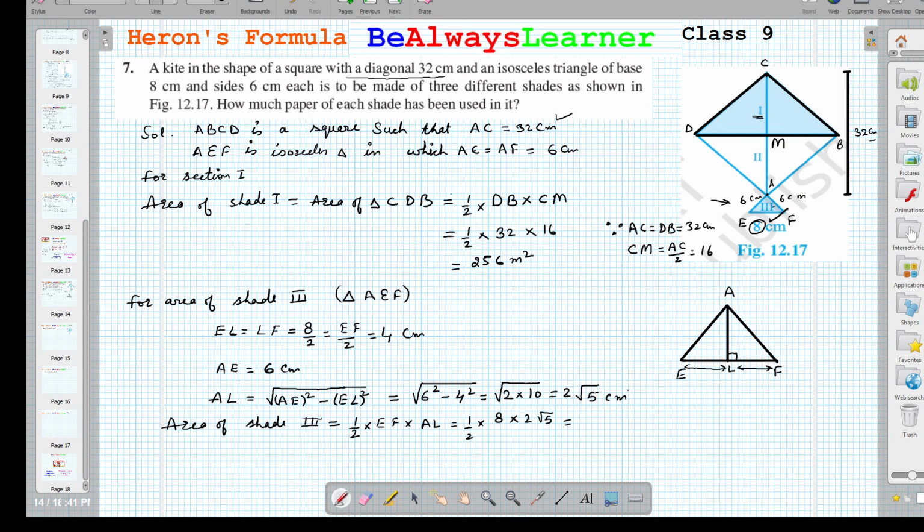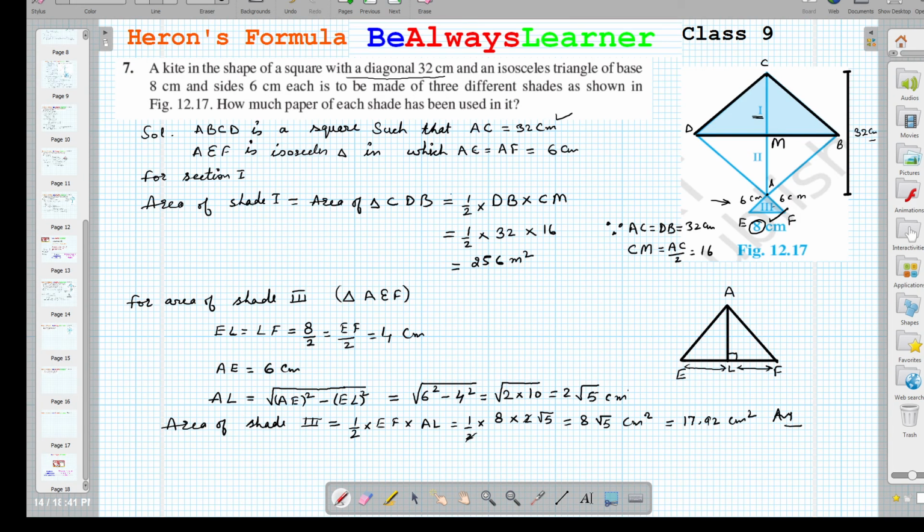So this 2 and this 2 cancel out. We are having 8 square root 5 centimeter raised to the power 2. And after taking under root and multiplication, we are having 17.92 centimeter square. Now we have to find out each shade के लिए हमें निकालना था. Third shade के लिए this is the answer, right?